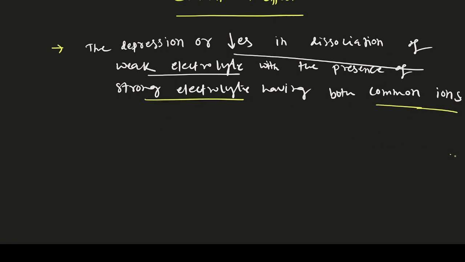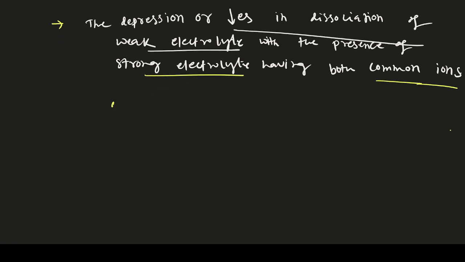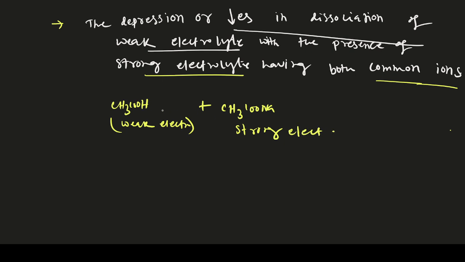So let's say you have CH3COOH, this is a weak acid, so this is a weak electrolyte, and with that if you add any strong electrolyte, CH3COONa, and this is a strong electrolyte, and between the weak electrolyte and strong electrolyte they should have one common ion. If any weak electrolyte and any strong electrolyte have a common ion, then one effect comes, that is the common ion effect: the dissociation of the weak electrolyte will decrease. So that's what the common ion effect is.